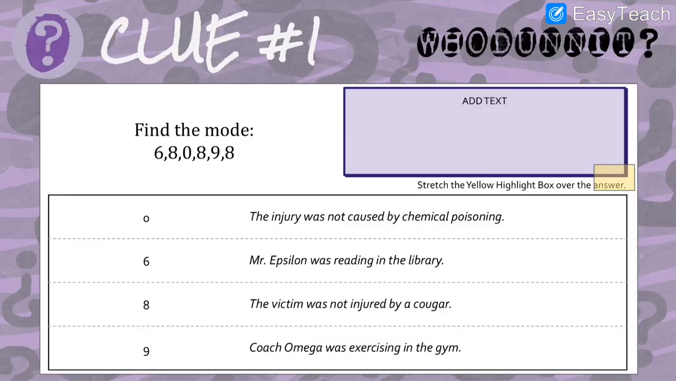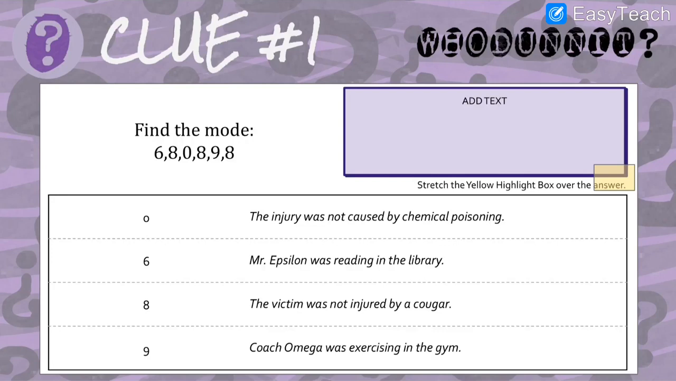I'm going to do number 1 for you, just to get everybody started. This is asking us to find the mode of the numbers 6, 8, 0, 8, 9, and 8. To find the mode, we know that, hang on one second, sorry, I have people calling me on my phone. The mode is the number in a data set that occurs the most.